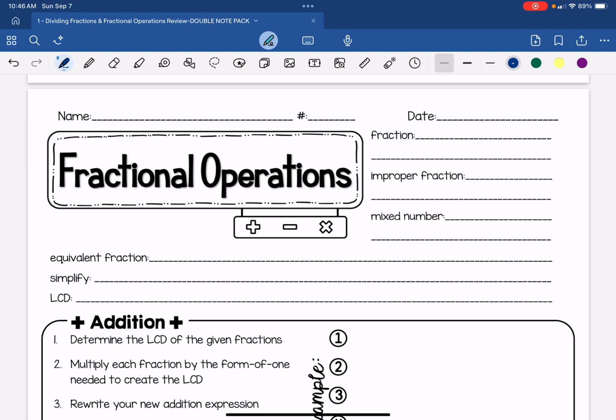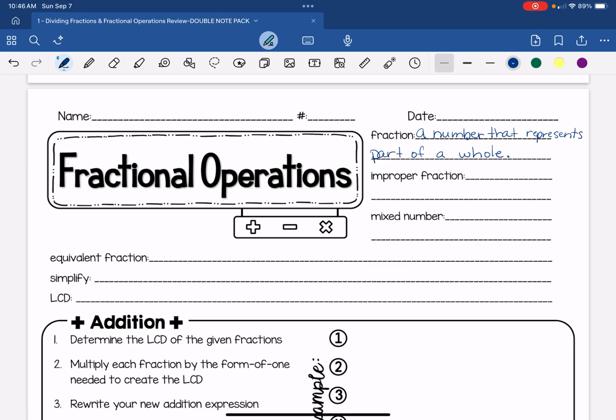All right, fraction. A fraction is a number that represents part of a whole. You're probably going to have to write pretty small and neatly so you can read this.